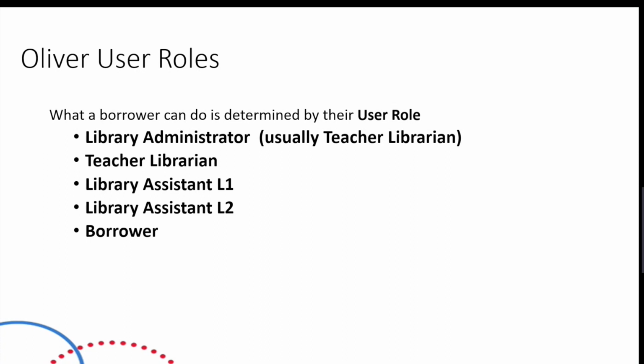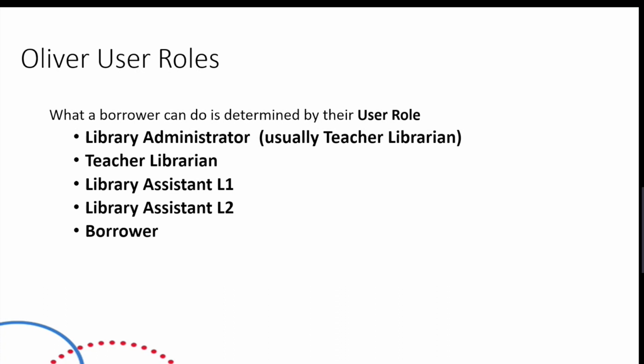The other levels are quite a bit more restrictive. Library assistant L1, or level 1, can do cataloging and circulation as well as searching. Library assistant level 2 can just do circulation, loans and returns type work, and searching. And finally, the entry level user role is borrower. All students and all staff are initially borrower.